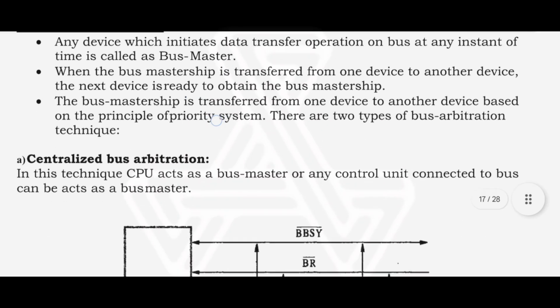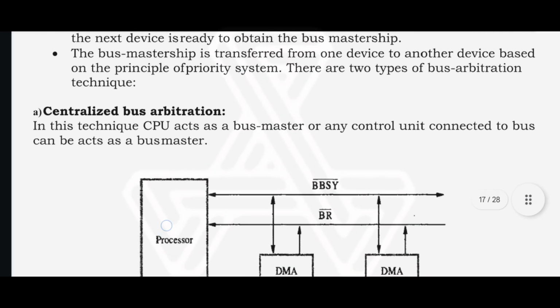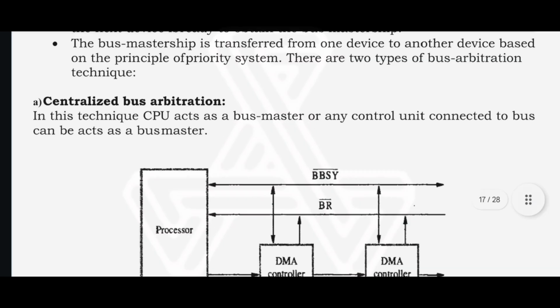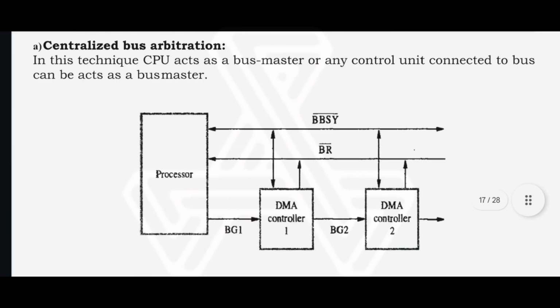Centralized arbitration. In this technique, the CPU acts as the bus master, or any control unit connected to the bus can act as the bus master. Here the processor, BBSY, BR, DMA controller 1, DMA controller 2, BG1, BG2, BBSY, BR.